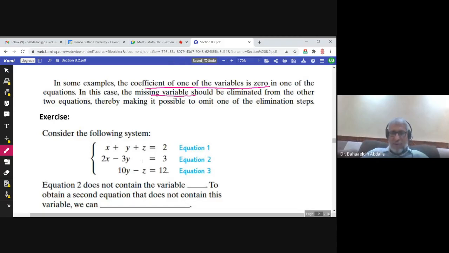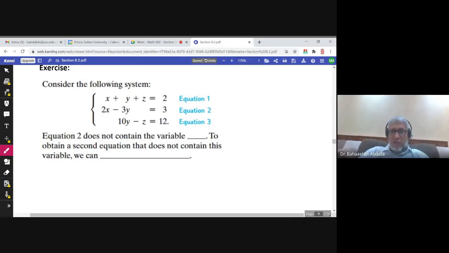Okay, for example, equation 2, z is missing in equation 2. So look here, equation 2 does not contain the variable z. So what to do? What would be the idea? Take equation 1 with 3 to obtain a second equation that does not contain z. Take 1 and 3 and eliminate z from them. So we can eliminate z from equation 1 and equation 3.